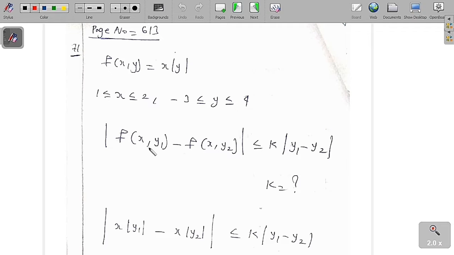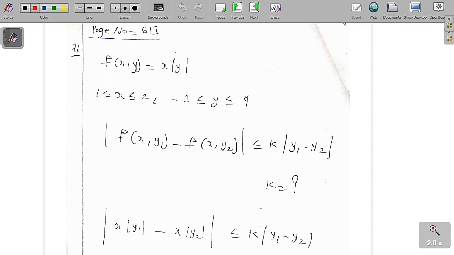Here, f of x comma y1 means we know f of x comma y, so in place of y substitute y1. In place of this one we are going to get x into mod of y1, minus x into mod of y2. I have just substituted these values into the function, same as this, less than or equal to k into mod of y1 minus y2.